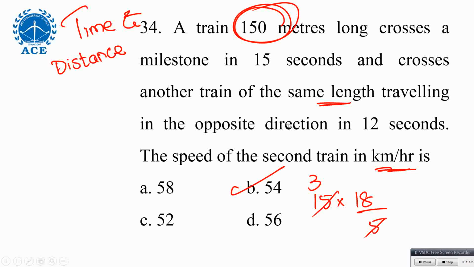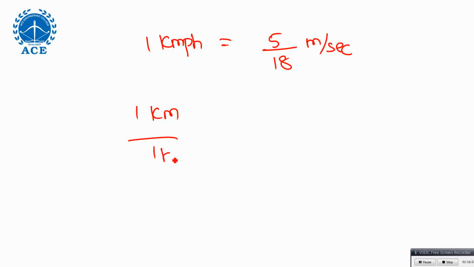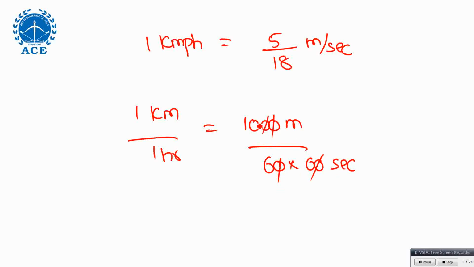And kilometer per hour to meter per second: what's the relationship? 5 by 18. I hope you know how you got that. No need to add anything. 1 kilometer per 1 hour. 1 kilometer is 1000 meters. 1 hour is 60 minutes. Each minute is 60 seconds. This will give the answer. Simple: 2 5s, 2 3s, 5 upon 18.